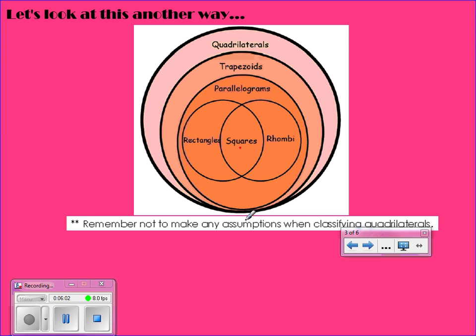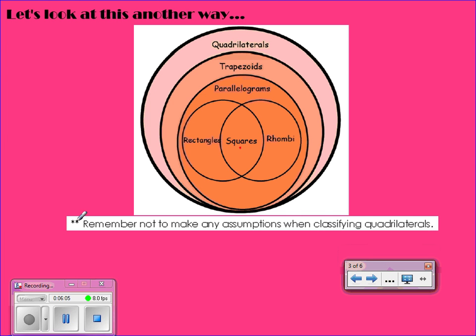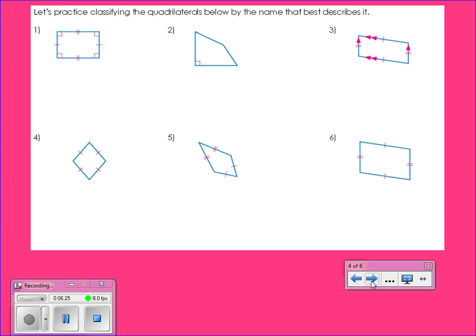So let's take a look at this part down here that has a big old couple of stars by it. Remember not to make any assumptions when you're classifying quadrilaterals. In other words, if it's not marked with parallel lines or 90-degree angles, we can't assume that it's parallel lines. When we're looking at some of these, in number one, these are not marked parallel, but because all four angles are 90 degrees, they have to be parallel. Just because of the fact that they're 90-degree angles. Okay? That means those lines are parallel.